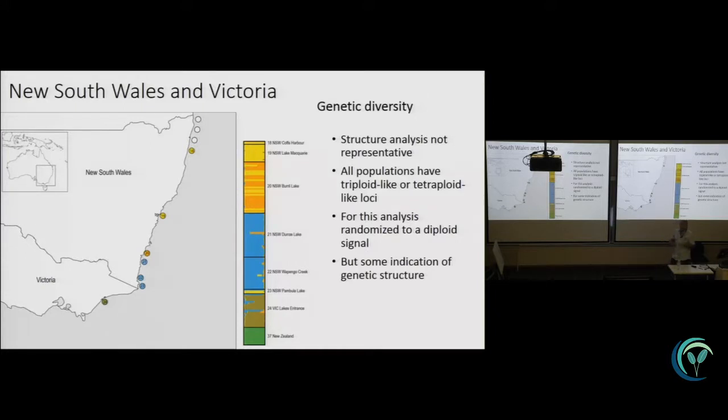I don't know. I can't say more than this. It seems that many of the alleles in this region are shared between the northern and the southern, let's say, groups. This population structure plot is not really representative because with this analysis you need to use diploid data, and not all my loci are diploid. Another thing is that not all populations had the same level of, let's say, triploid, tetraploid-like combinations. Some populations were highly, let's say, multiploid, and some populations were diploid, but with a signal from both sides.